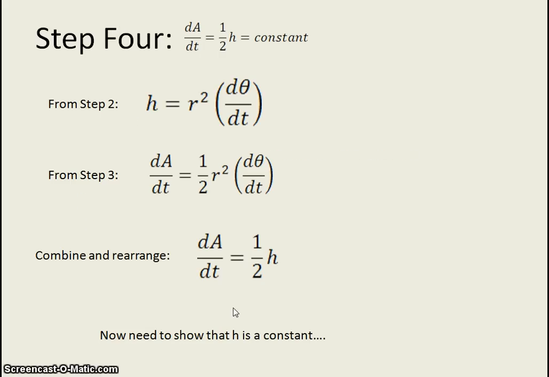So the final step is to prove, as you can see up here, dA by dt equals half h, which is a constant. Okay, so we take these equations from step 2 and from step 3, and then we combine them and rearrange to find that dA over dt equals half h. So this is only half of what we were supposed to do. We still have to find that h is constant.